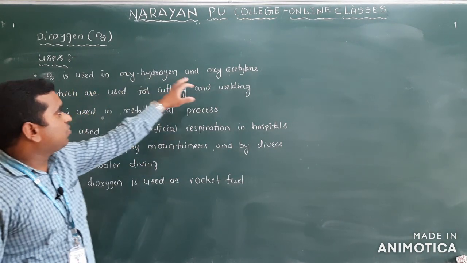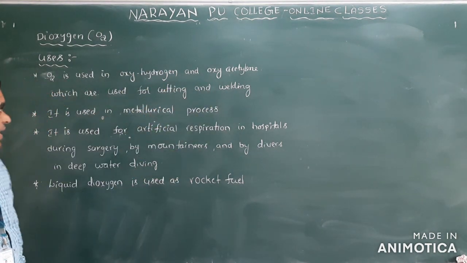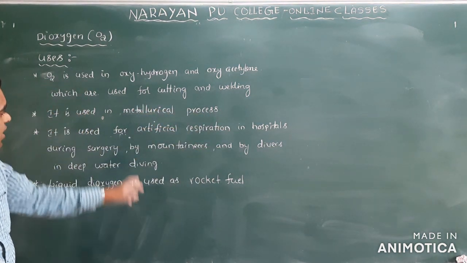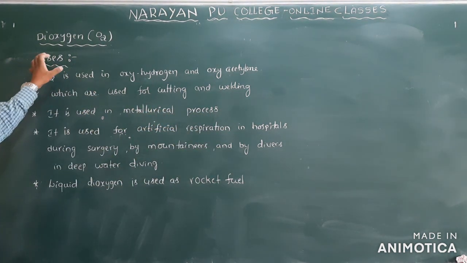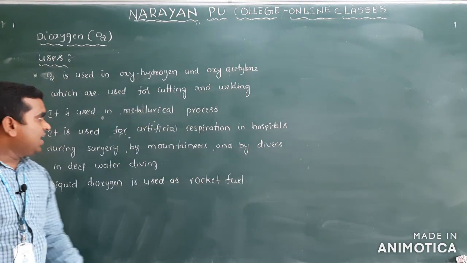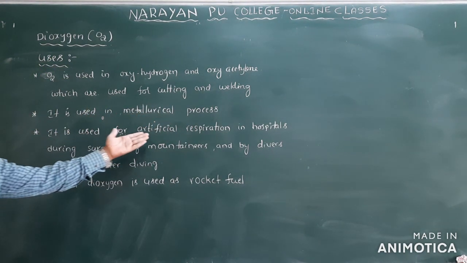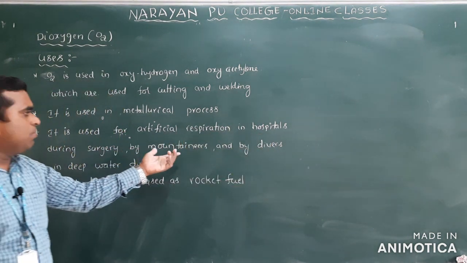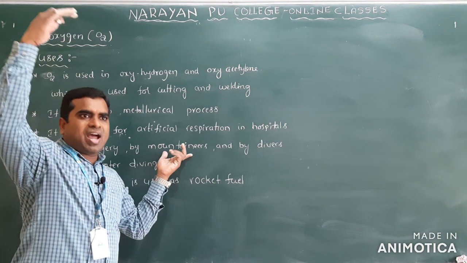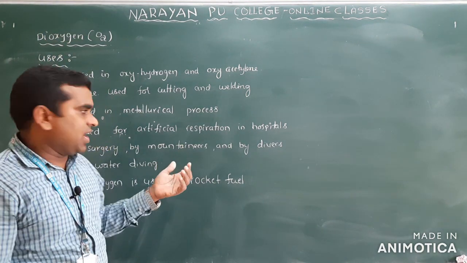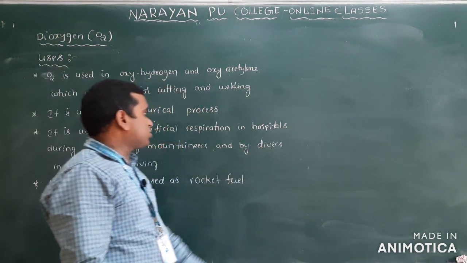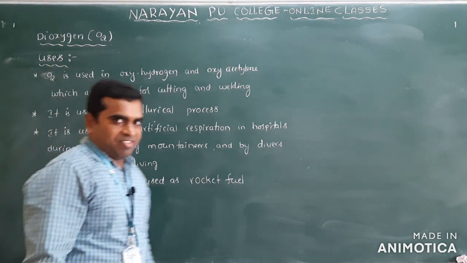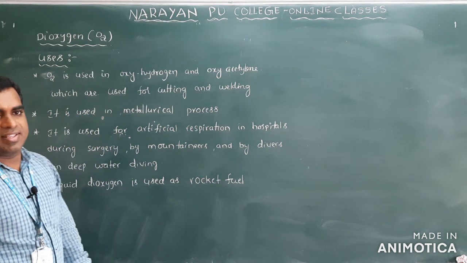So that's why they are used for welding and also cutting, and it is used in the metallurgical process. Metallurgy one chapter is there, and there we will explain the use of oxygen in the metallurgy. Clear? And this is common use, artificial respiration, so in hospital during the surgery, and by mountaineers, when they are moving to high altitude, oxygen level is less, so that's why they carry the oxygen cylinders. And also by divers in deep water diving, they will carry the oxygen cylinder.